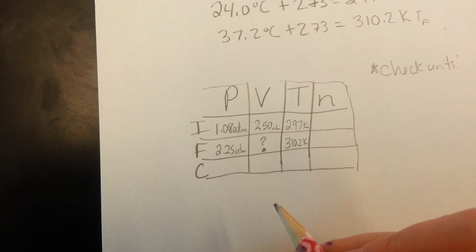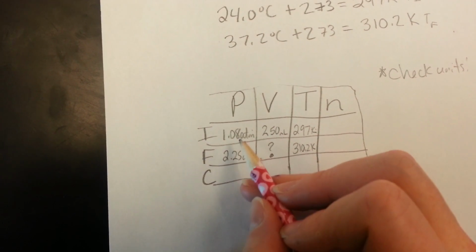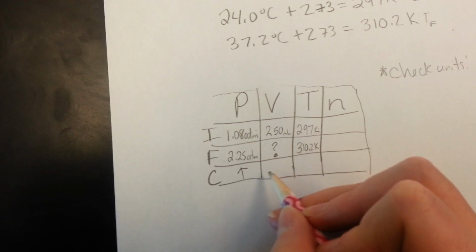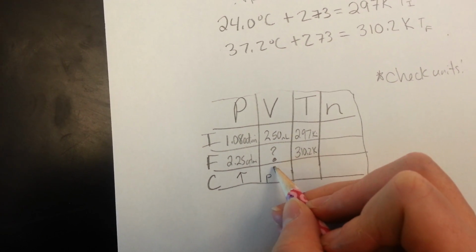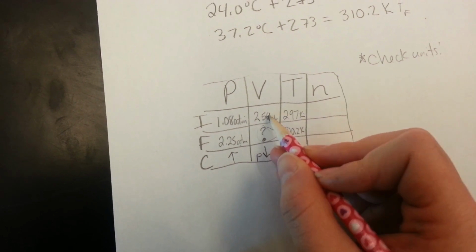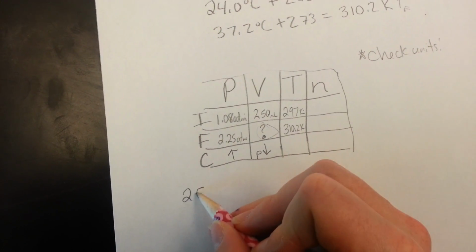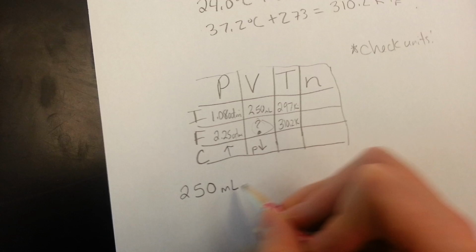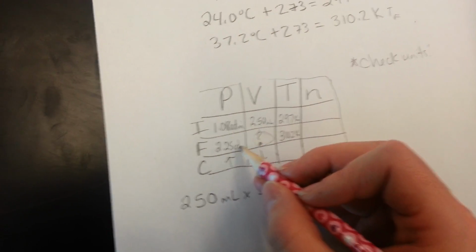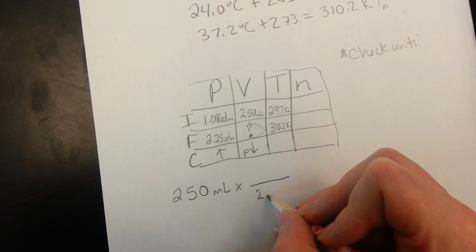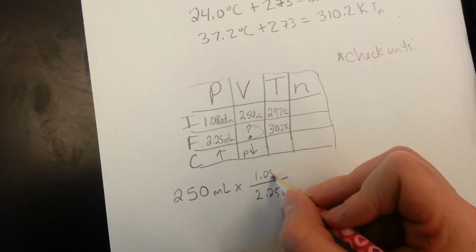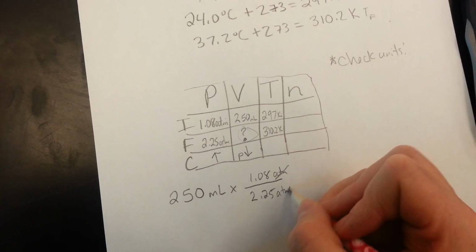Now, here's where the labeling comes in handy. So if we have 1.08, we go to 2.25, that is an increase. And when pressure increases, pressure is going to make the volume go down. So you find your question mark, you write the number above it or below it, depending on what you're doing, 250 milliliters. We're going to do our pressure setup. So the pressure needs to make it go down, so the bigger pressure goes on the bottom. And notice, by putting the pressures above each other, our atmospheres cross out.